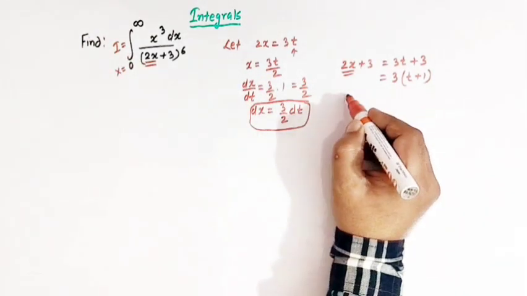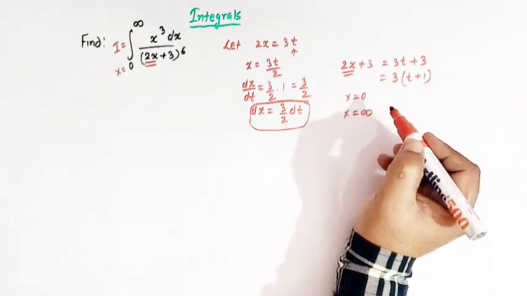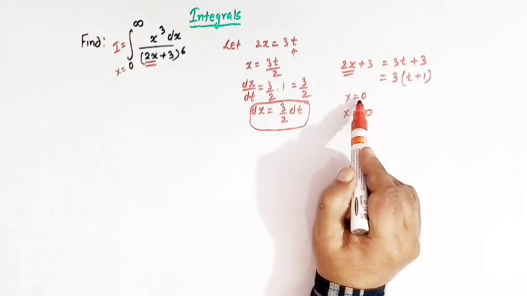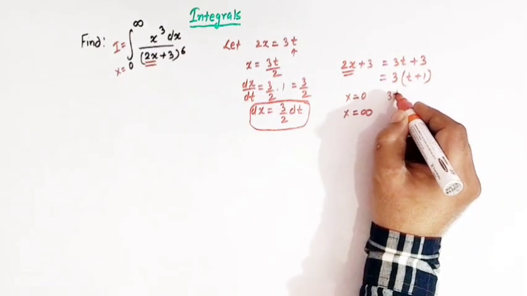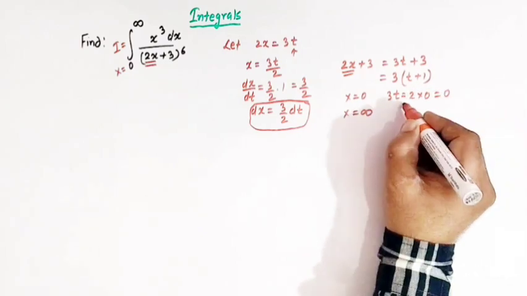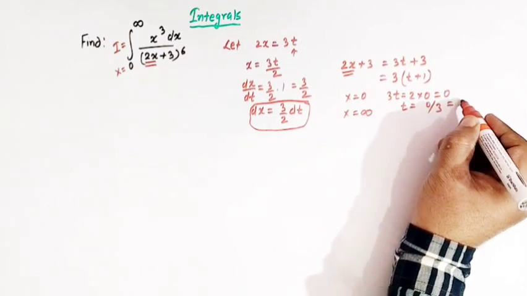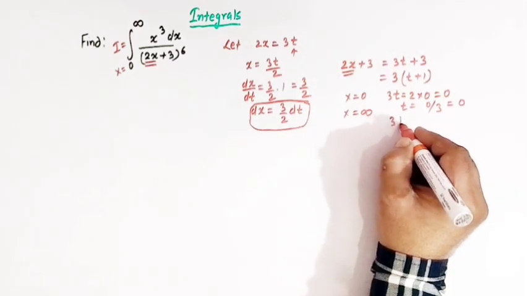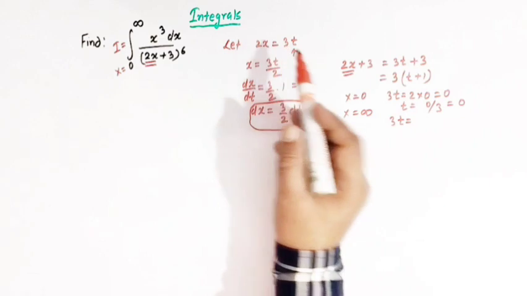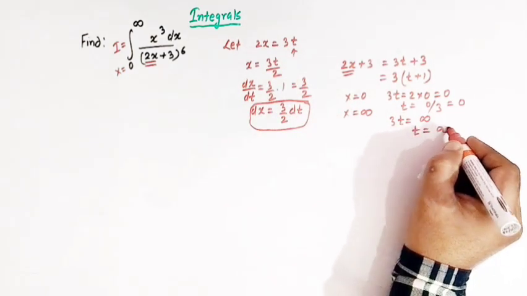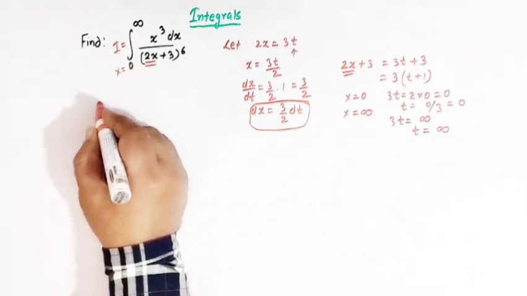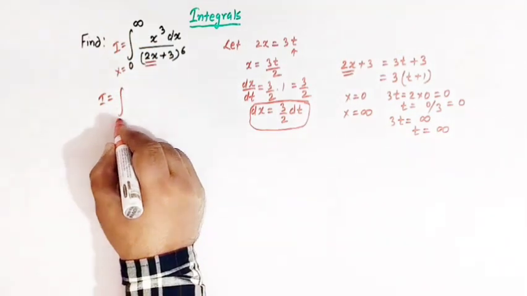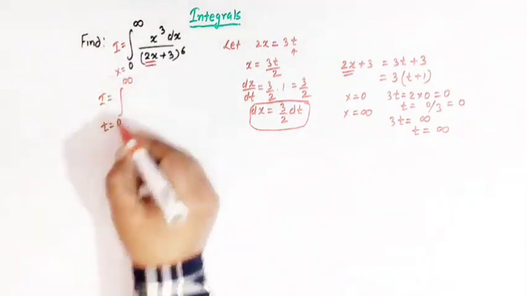Here x varies from 0 to infinity. When x = 0, we can find the value of t by substituting x = 0 in this relation. So 3t = 2 times 0, that is 0, so t = 0/3, that is 0. And when x = infinity, then 3t = 2 times infinity, that is simply infinity, and t = infinity. Now we can rewrite this integral I in terms of t. The limits remain the same, so t varies from 0 to infinity.